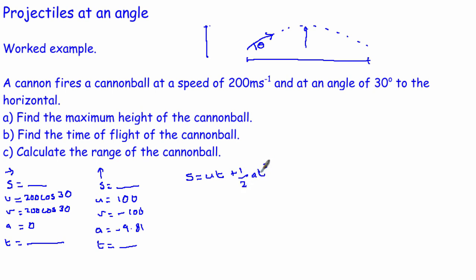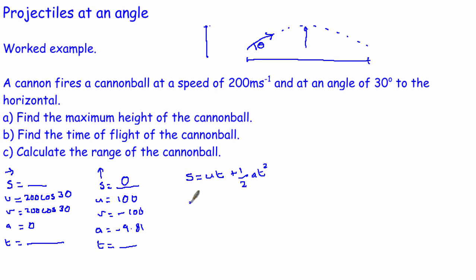Because when this thing has gone through its total time of flight, the vertical displacement is 0, so I know that's 0. Initial velocity is 100 meters per second. Acceleration is minus 9.81 meters per second squared. T is what I need to know.